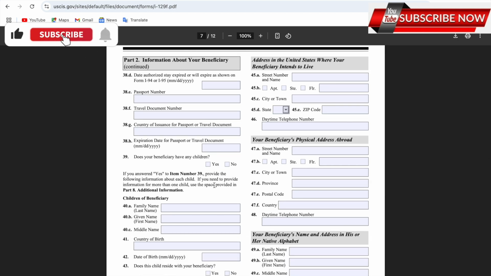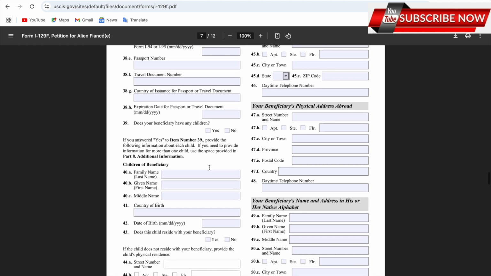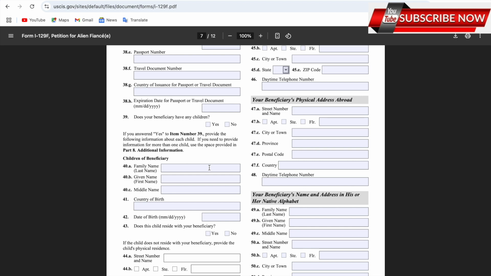Does your beneficiary have children? Any children? Your beneficiary, do they have any children? The children they're asking about could be a child with you, but they could also have a child with their previous boyfriend or previous girlfriend. If yes, yes. If no, no. And it says children of beneficiary.